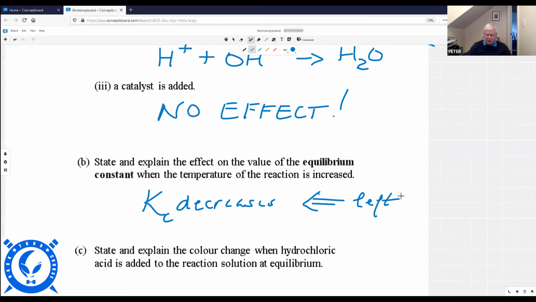Remember, temperature is the only thing that will change the magnitude of K. And that's the situation here, because since the forward reaction is exothermic, the reverse reaction is endothermic, and that will absorb the heat, and that's why it shifts to the left.